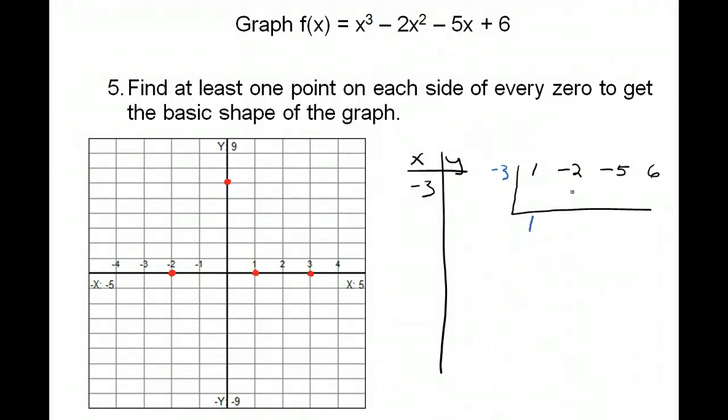So put a 1 there, multiply, get negative 3, add, get negative 5. Multiply, get 15, add, and get 10. Multiply, get negative 30, add, and get negative 24. That means this is negative 24. Alright, let's try another number.